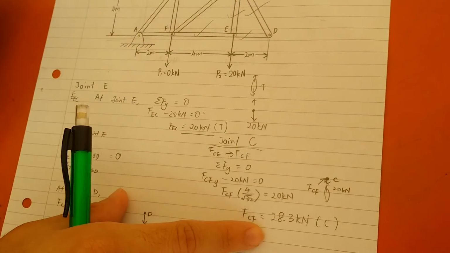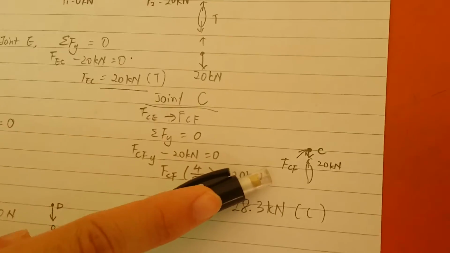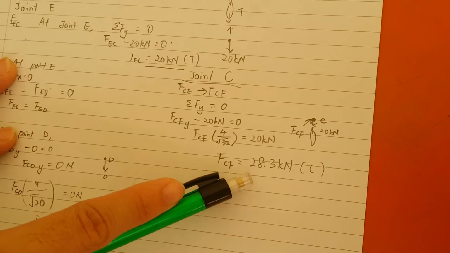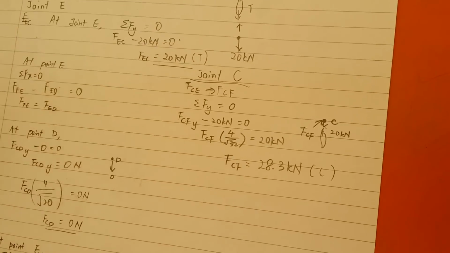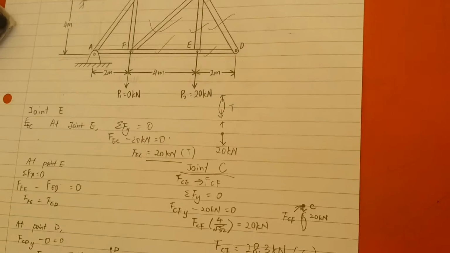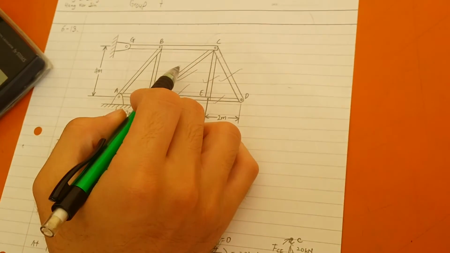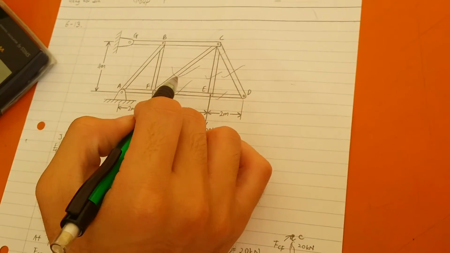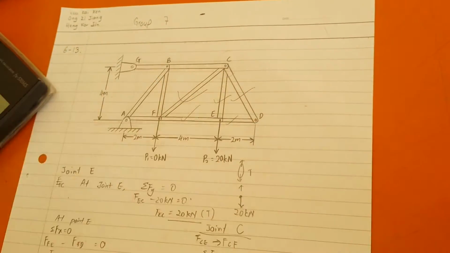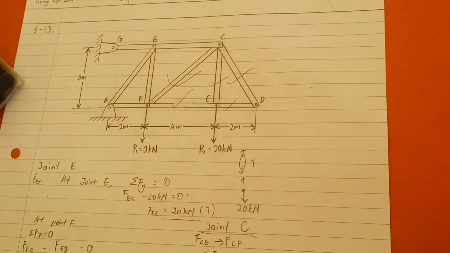Why is it compression? Because we firstly assumed the force is compression, and now we get the force positive 28.3, so it is compression. Now maybe we can take the x component of joint C. So far we already get the force of FCF, so we can use the information from FCF to get the value of FBC.